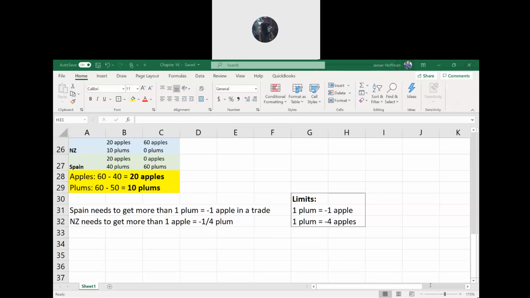Okay, so we see the idea that it's got to be within the limits. If it goes too low or too high, then one of the countries is going to lose out, and they're not going to make the trade. The limits are one apple and four apples, and it's got to be somewhere within those limits. Okay. All right. Questions on this part? Do we see how we're trying to note the limits?